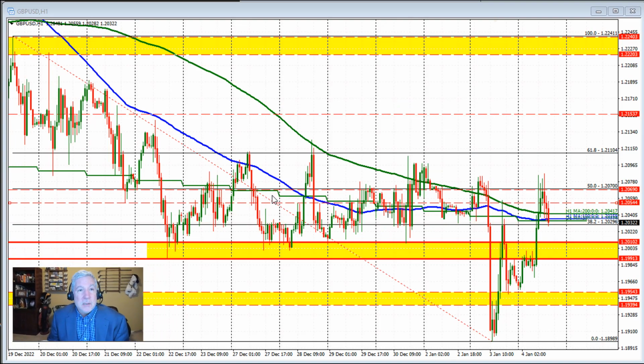In the sterling versus US dollar, we're just breaking below its cluster of moving averages here. The cluster of moving averages is defined by the 200-day moving average. That's this step green line, as you can sort of barely see it right there.